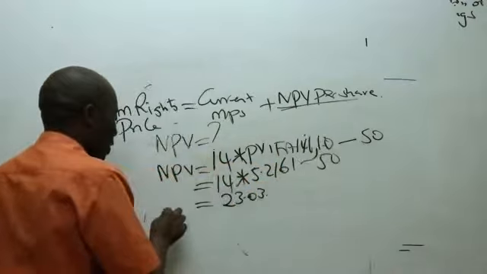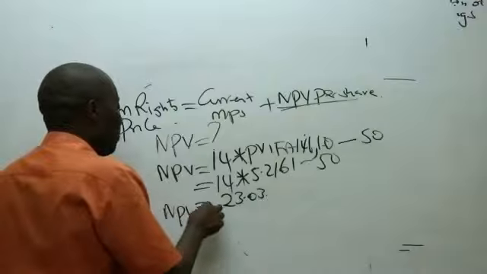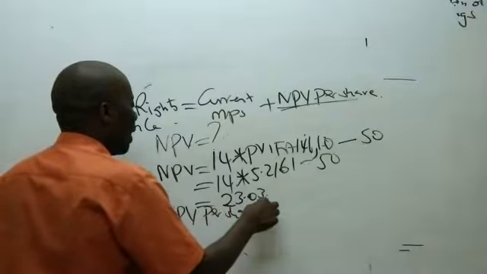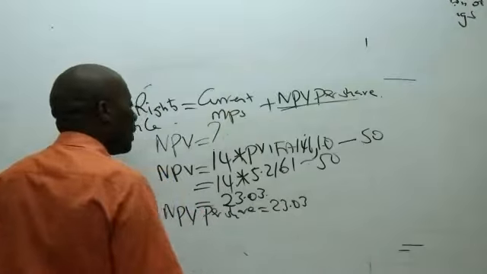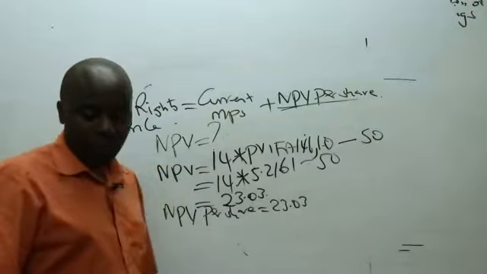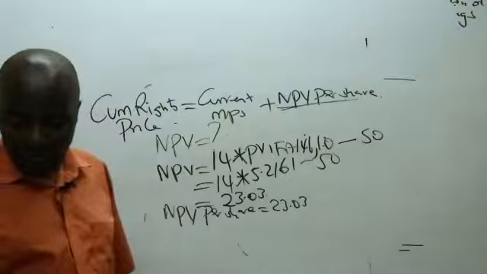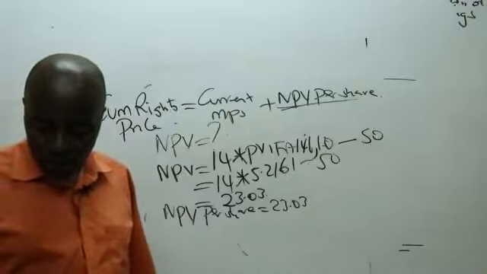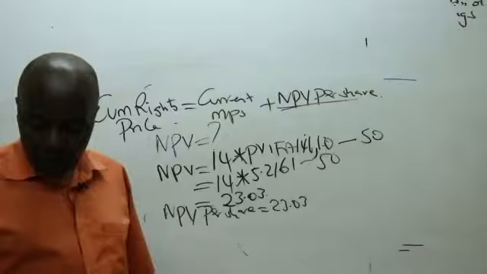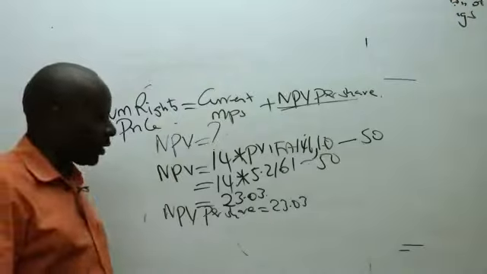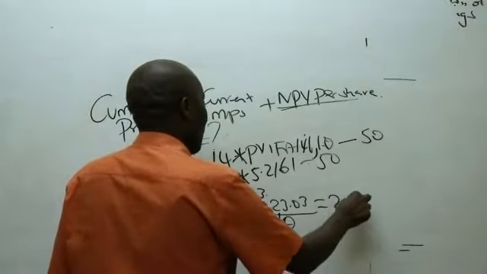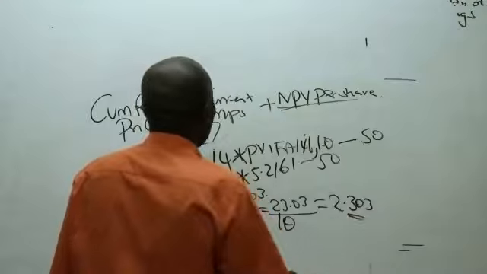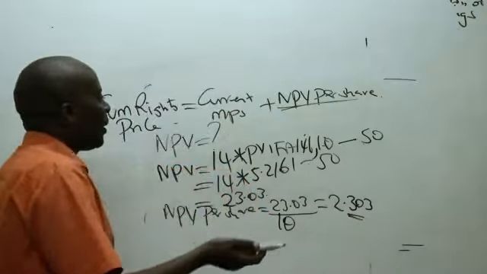They want us to give them the NPV per individual share. Remember, these funds were to be invested in a project with how many shares in total? The company has 10 million shares. So divide this by 10 million. At the end of the day, it will be 2.303. And then you are at home and dry.